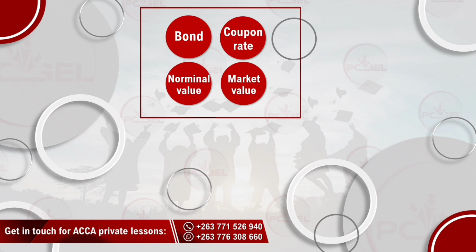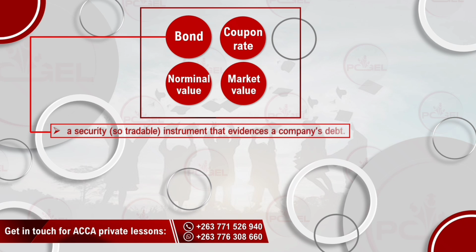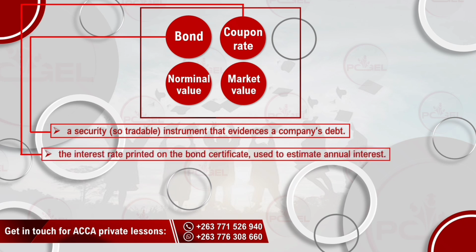The term bond refers to a security instrument that evidences a company's debt. It can be paper or electronic. The other name of a bond is a loan note. The coupon rate is the interest rate printed on the bond certificate, used to estimate annual interest.